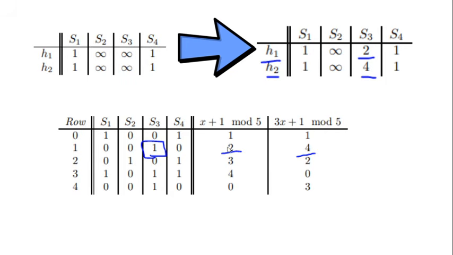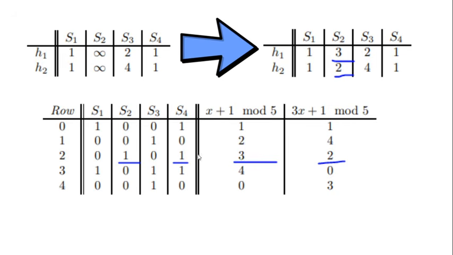It's currently infinity. Of course, 2 is less than infinity and 4 is less than infinity. So you can see it's updated over here. Again, we're going to go for a third row, and we can update S2 and S4 columns. And what we're going to do is replace it for H1 equals 3 and H2 equals 2.